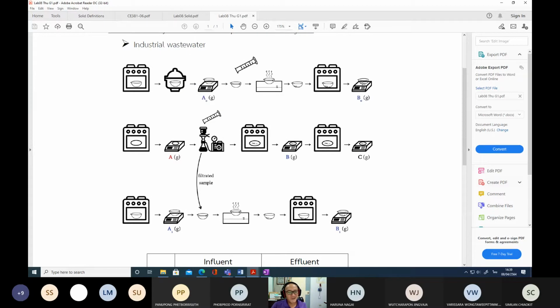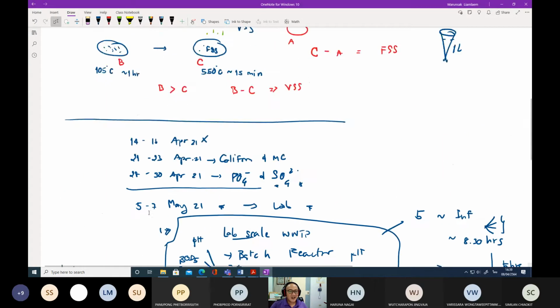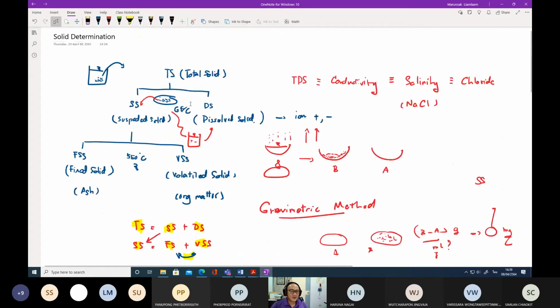So you should know the first protocol is for the total solids determination, the second one is for the suspended solids and volatile suspended solids determinations, and the third one is total dissolved solids. The thing is, after you complete the calculation, you should make a comparison and discuss this relationship. You have to find the dissolved solids.